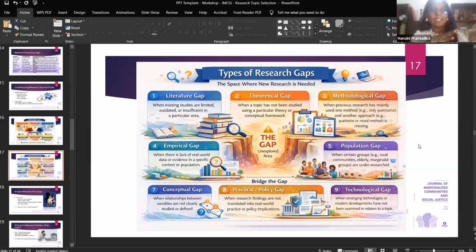When a topic has not been studied using a particular theory or conceptual framework, there is a theoretical gap, and there may be a methodological gap as well, right? When previous research has mainly used one method, only quantitative or another approach, right? So you can conduct qualitative or mixed method research. Likewise, there are empirical gaps, population gap, conceptual gap, right? Practical or policy gap, technological gap, right? So we can fulfill any of these gaps. You can select any kind of gap when you conduct your research, when you identify your research title, right?